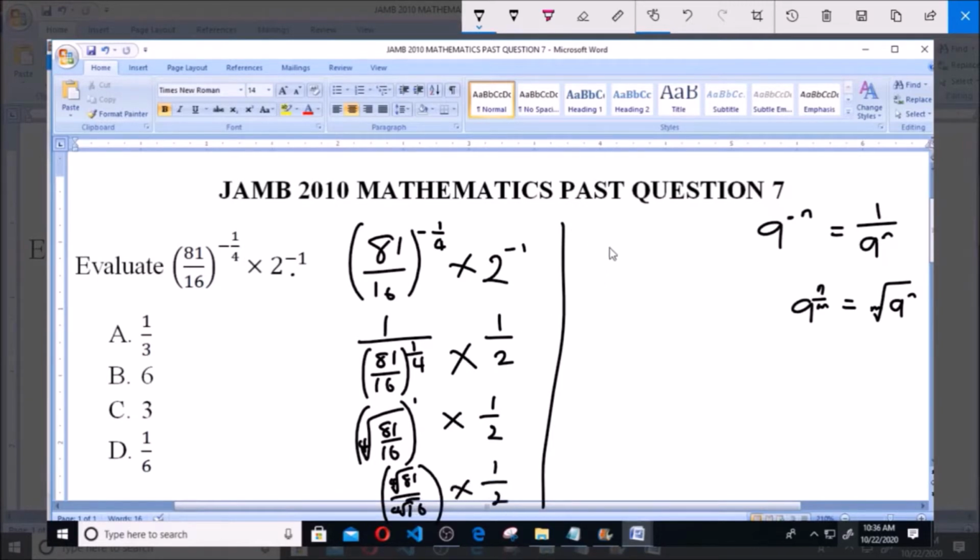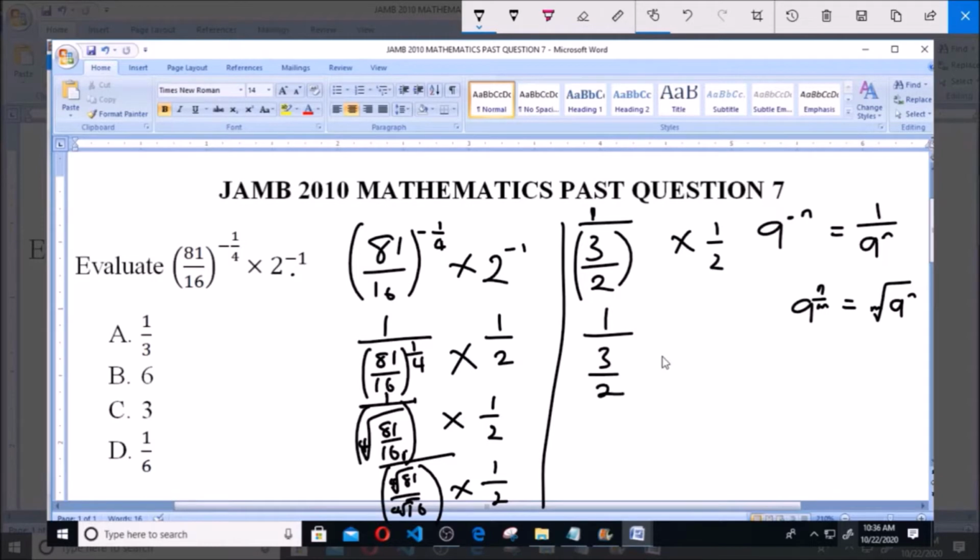Now the fourth root of 81 is equal to 3. I forgot to put my 1 here, that is 1 all over. Please don't forget the 1 over, and here too 1 over, because of this negative. So we now have 1 all over the fourth root of 81, which is 3, and the fourth root of 16, which is 2. Then multiplied by 1 over 2. So this will give us 1 all over 3 over 2 multiplied by 1 over 2.